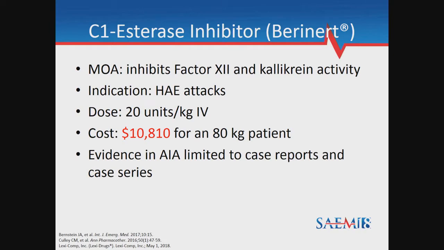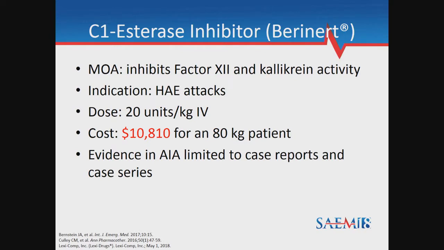The first is C1 esterase inhibitor, or Berinert. This simply replaces the C1 esterase inhibitor that we would naturally have. So it inhibits factor 12, it inhibits that kallikrein activity. The ultimate purpose of it is to stop conversion of kininogen into bradykinin. So it is FDA indicated for attacks of hereditary angioedema, dosed at 20 units per kilo IV, and for an 80 kilo patient that comes out to about $11,000 per dose. So it's very, very expensive.